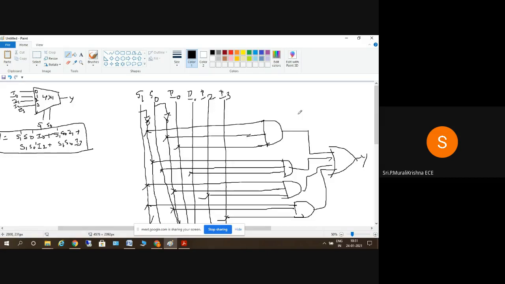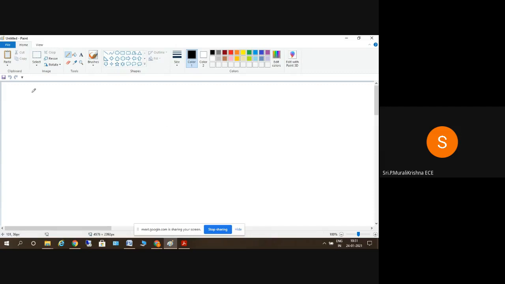Okay, so you are clear with this 2:1 and 4:1, right? So you are clear. Yeah, sir. Yes, sir. Yeah. Okay. Yes, So now sir. what we'll see here is implementation of any Boolean function using multiplexer.